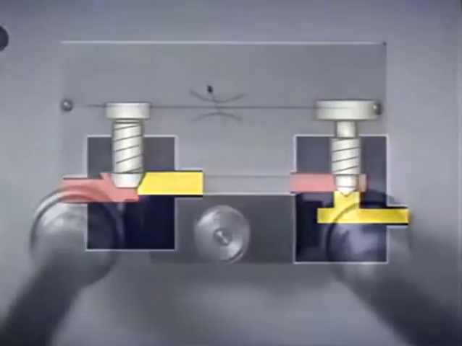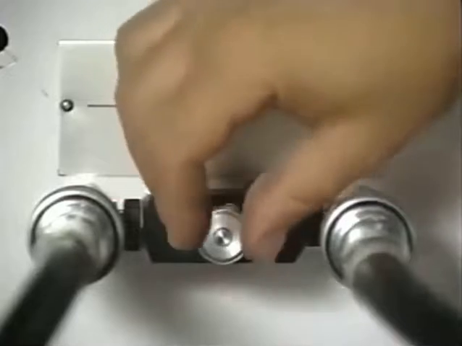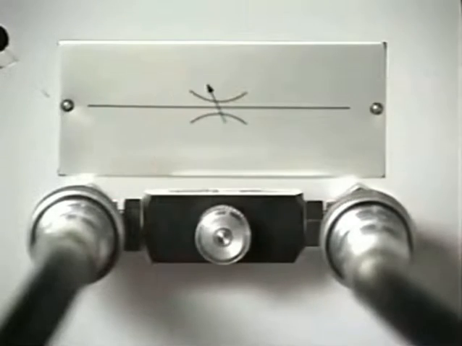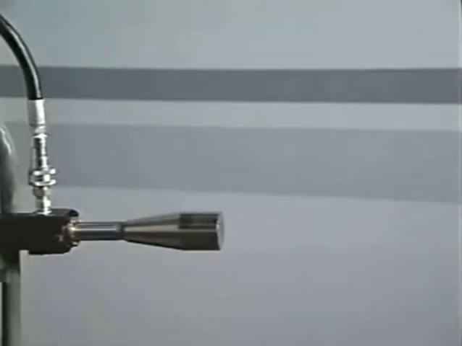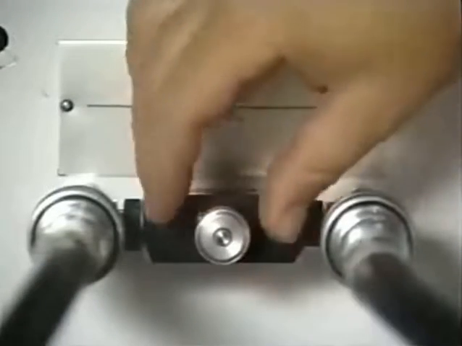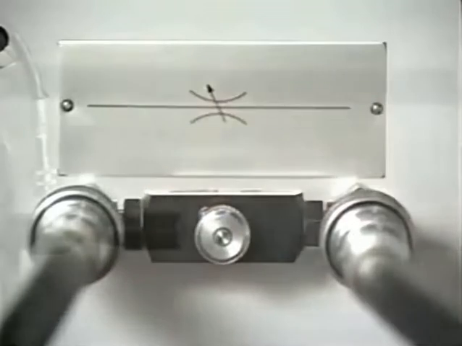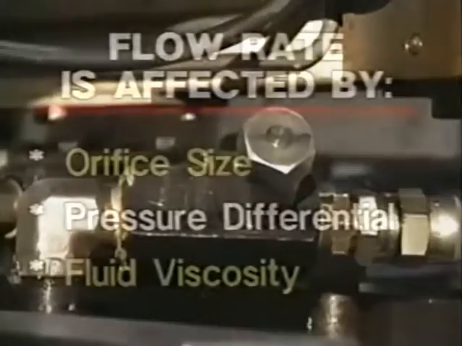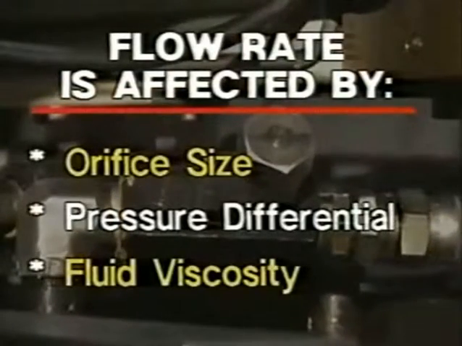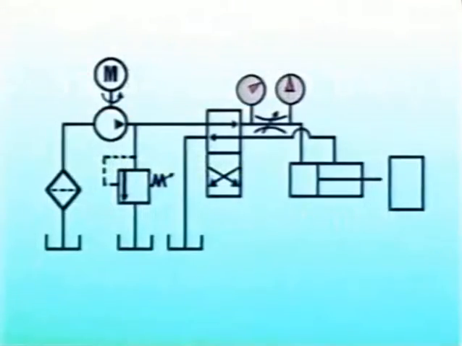As a flow control valve is opened, the flow rate through it increases. This, in turn, increases the flow rate into an actuator and increases its velocity. Closing down the orifice reduces the flow rate and reduces the actuator's velocity. Flow rate is also affected by the difference in pressure between high pressure on the upstream side of the valve's orifice and low pressure on the downstream side. The greater the difference in pressure, the greater the flow rate.